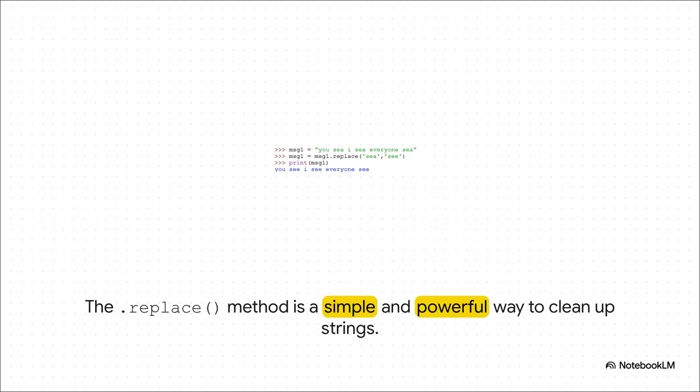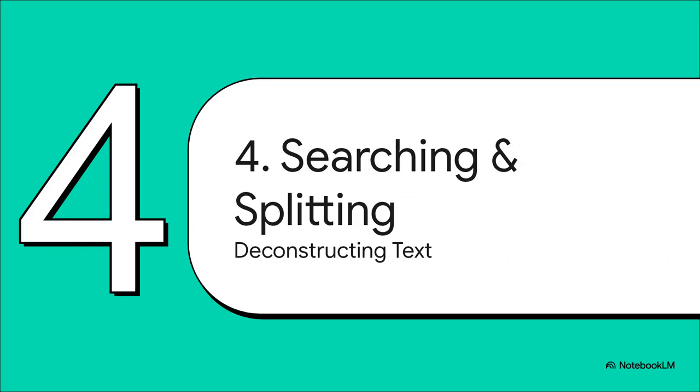One line of code, movie.replace space underscore, and the problem is solved. It's super clean, super simple, and it just works. That's the kind of elegant code we love to write. All right, we know how to change strings, but what about taking them apart or looking for things inside of them? That's what this next set of tools is all about.